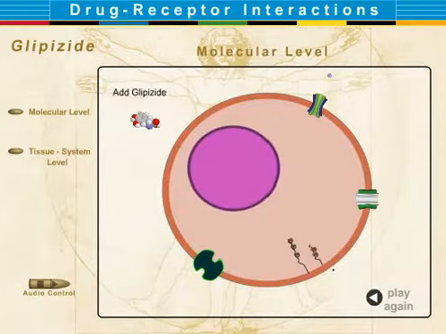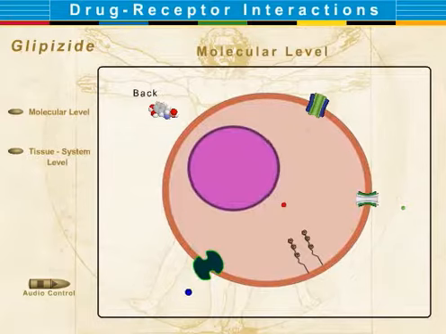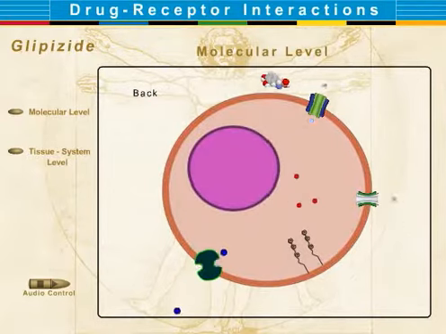When we add glipizide, it binds to the potassium channels and blocks them further and enhances the chain of events so that more insulin is released.